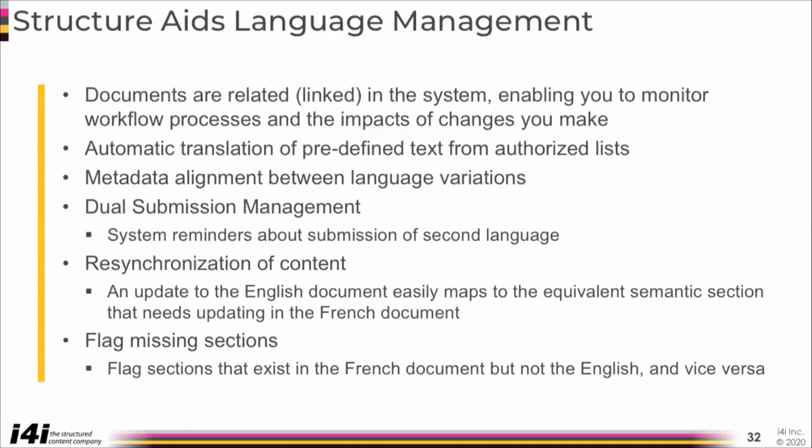If the documents have standard headings, as XML PM documents do, these are automatically translated based on the values from the authorized controlled vocabularies. As the metadata from both language versions should be equivalent, Alice can both copy the metadata from one language version to the other and also verify that the metadata of the language versions are in alignment. Submissions of the language versions are also managed within Alice with reminders to submit translated versions after the first has been submitted.